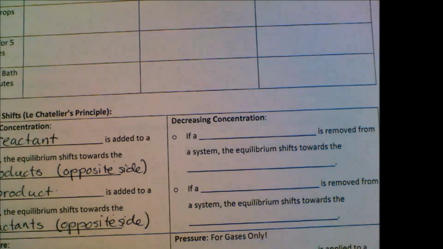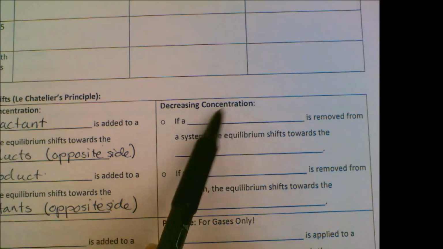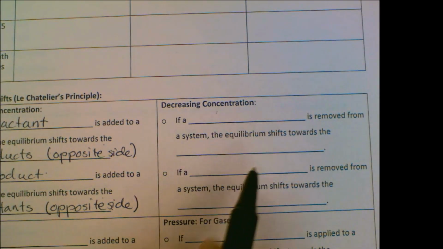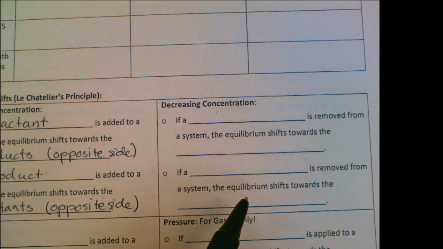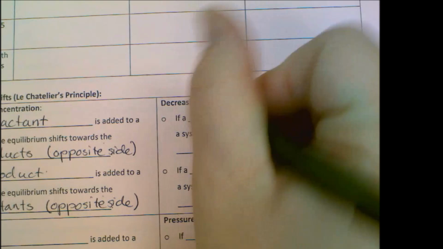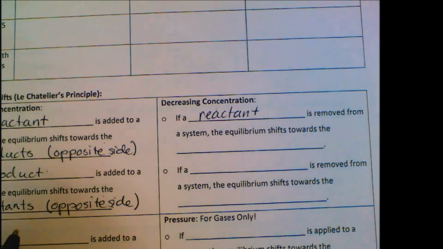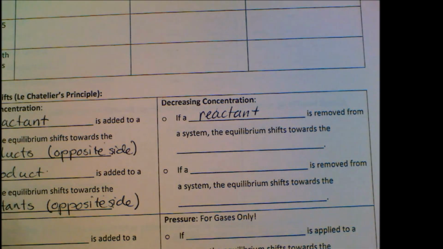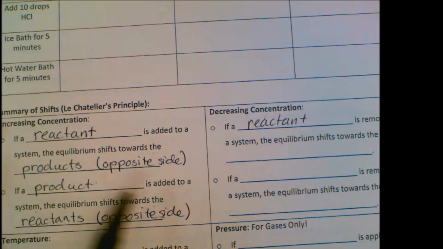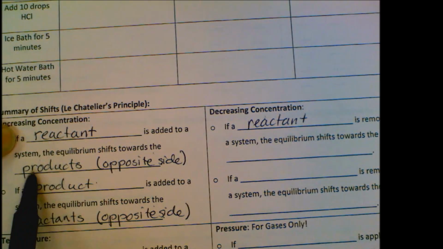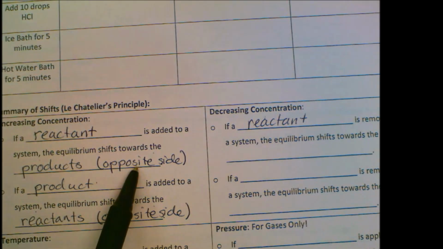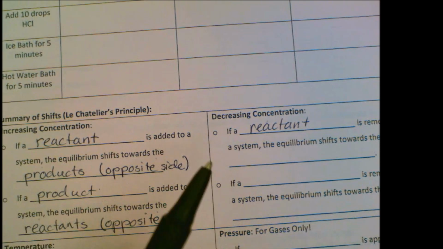All right. Now the opposite of this, the decreasing concentration, we don't have an example of that in this, but we can think through it. So it says if a, let's start with reactant, is removed from the system, the equilibrium shifts towards the blank. So let's think about this. If a reactant is added, it shifts towards the opposite side. It's going to push the reaction towards the opposite side.